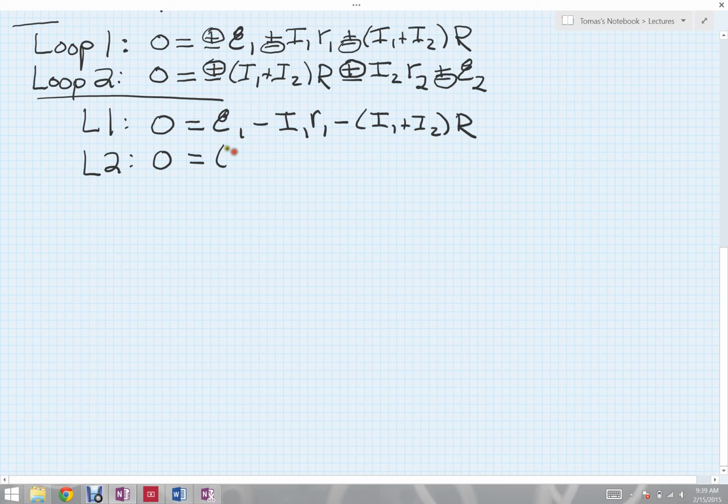So I have (I1 plus I2) times R. And then I have another plus sign, plus I2 times the internal resistance R2. And then finally minus E2. And then the final step would be to solve these two equations.